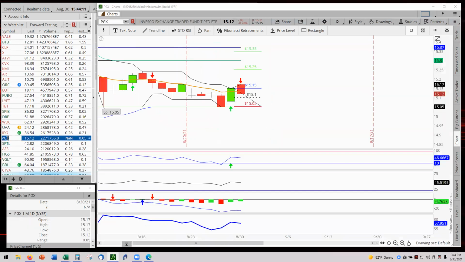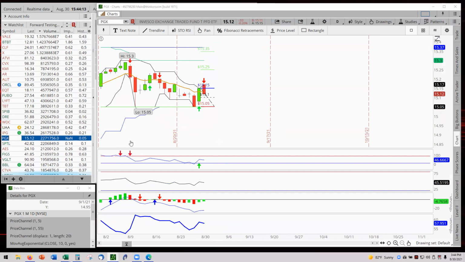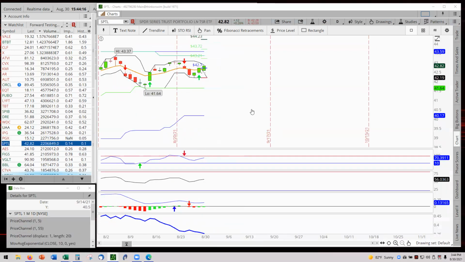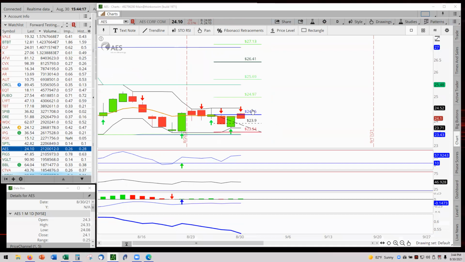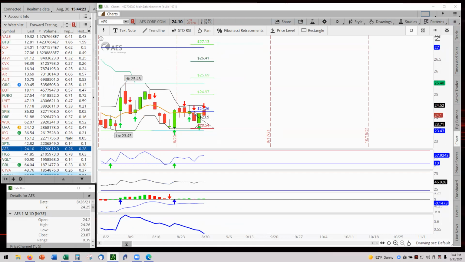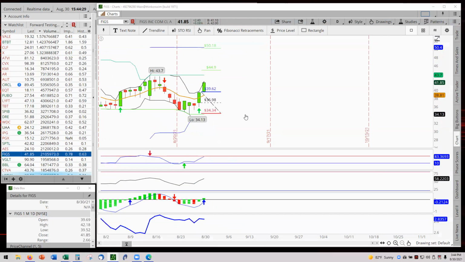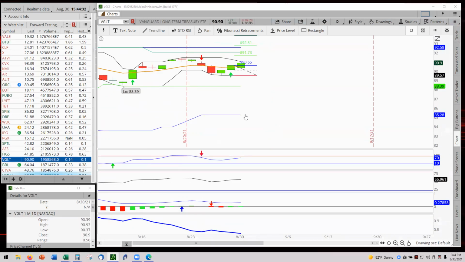Okay, so going on, PGX, that triggered. It's in the game. AES. All right, we determined that did trigger way back here in this area. It did trigger, that's why it's still here. Figs is in. BGLT in.